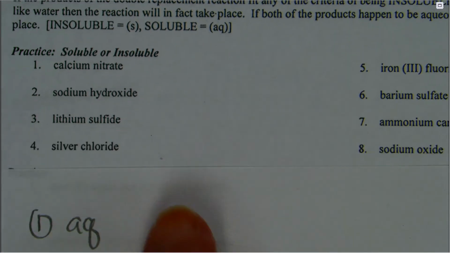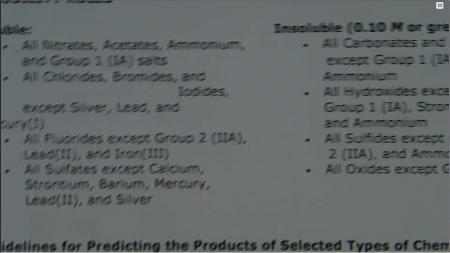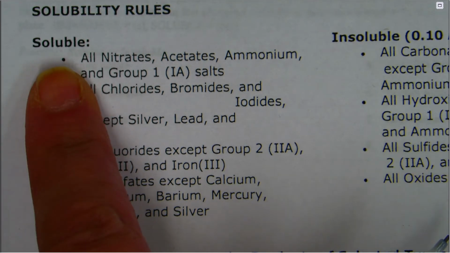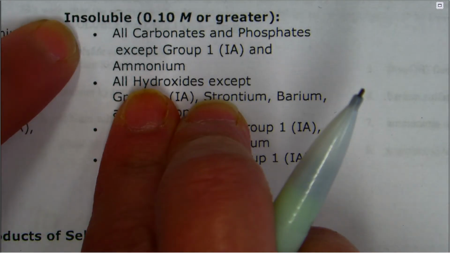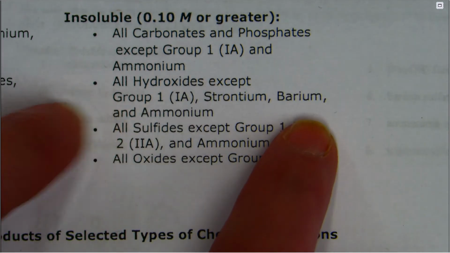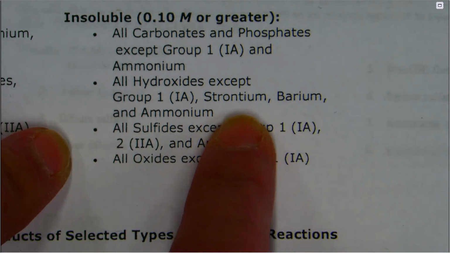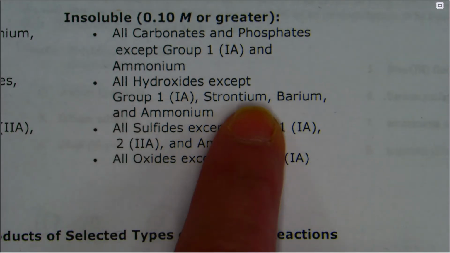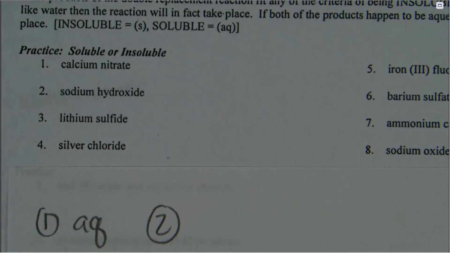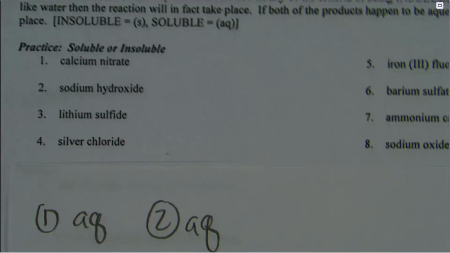All right, sodium hydroxide. Sodium is in group 1A. Group 1A is always soluble. But let's take a minute and look over here. It tells us all hydroxides are insoluble except group 1A, strontium, barium, and ammonium. And we're going to adjust that as well a little bit later on, okay? So group 1A is always soluble. And hydroxide, that was with the sodium, makes it an exception.